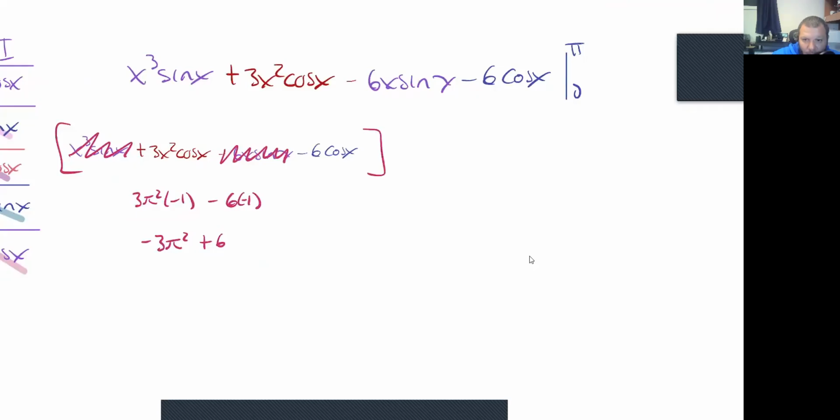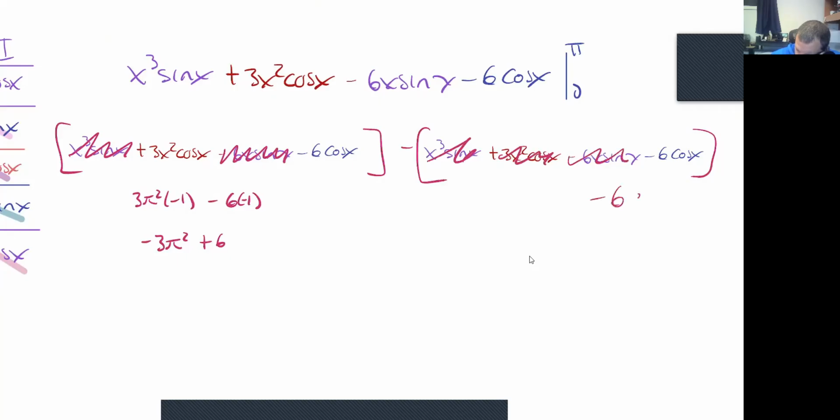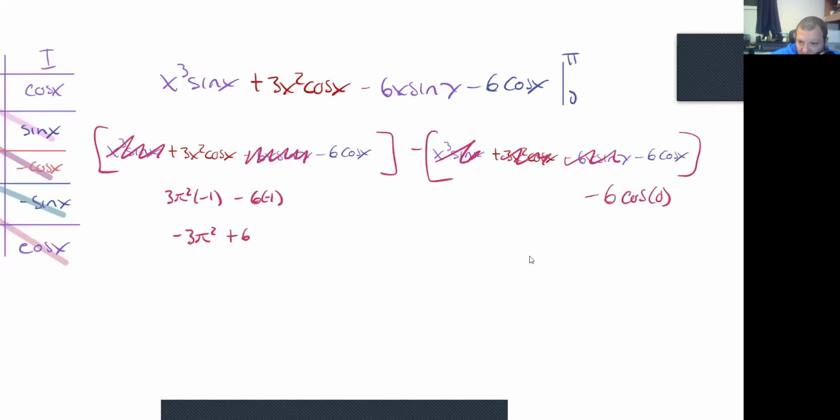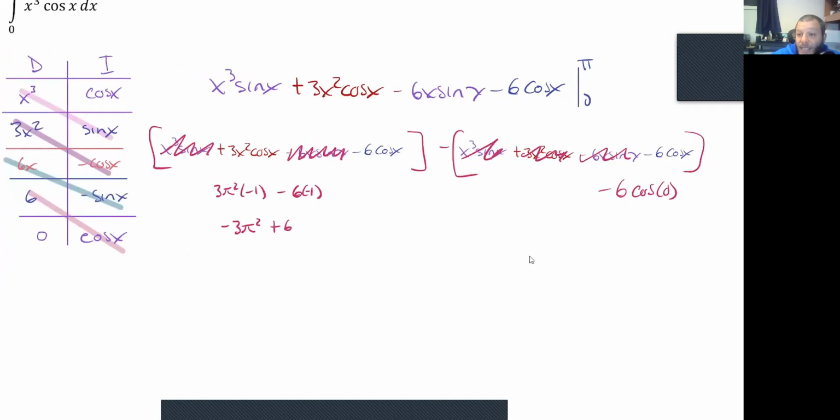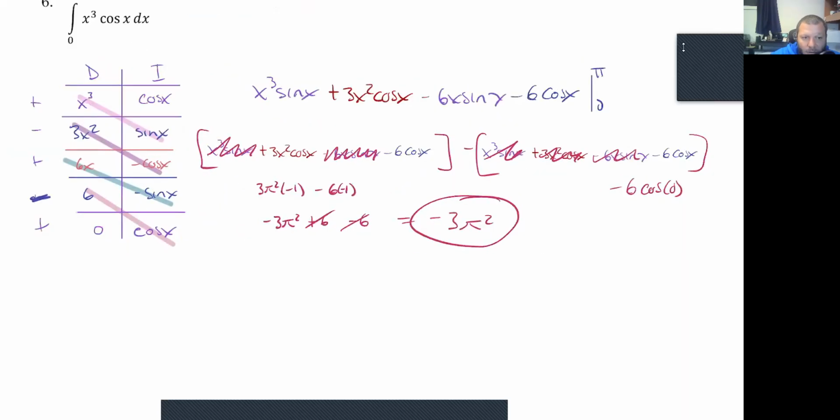And then when I plug in zeros, if I subtract this entire thing with zeros in it, anything with an x is just going to be gone. So that's gone, that's gone, that's gone. So we're going to get minus 6 times the cosine of 0. 6 times the cosine of 0 is 6 times 1. So we're going to get minus 6 times 1. So those things cancel out. And we're just left with negative 3 pi squared as our answer.